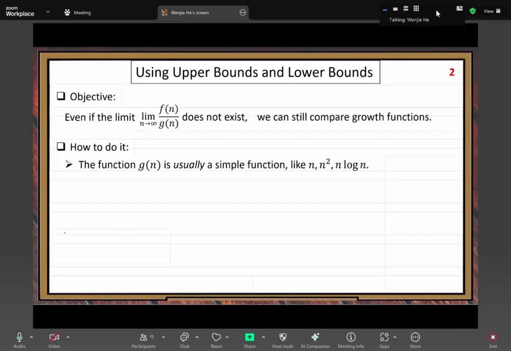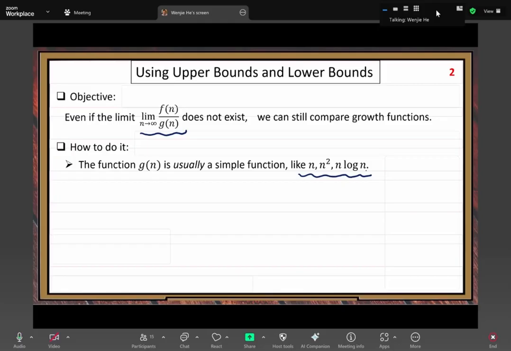So the function g of n is usually a simple function. Because when you look at the expression, the g function appears in the denominator, so we use it as the base function. So all other functions we compare with this g base function or reference function. But when we choose a base function or reference function, we want to make it as simple as possible. So we want to drop all those minor terms.